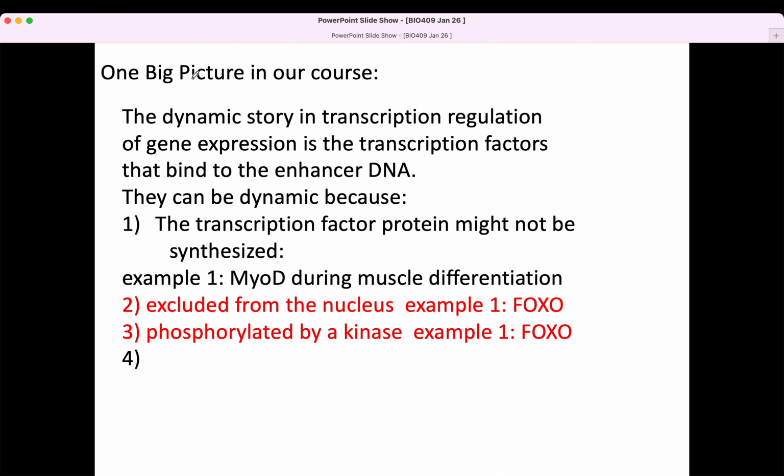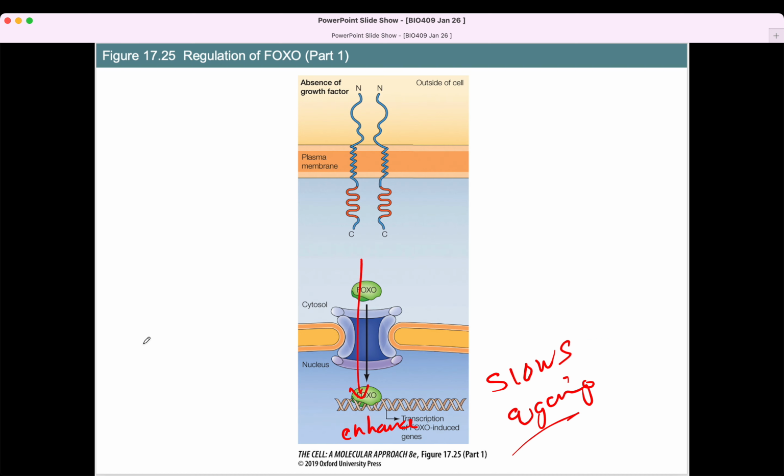So a big picture feature of our course is to learn about transcription regulation and focus on transcription factors, which are proteins that bind to enhancers, and we're going to have a list. We have MyoD, and it just gets made. We can add myogenin to that, because that's another transcription factor we learned about. Then FOXO, which we just touched on a little bit. We learned two things from FOXO: that it's going to be excluded from the nucleus, and that it's going to be phosphorylated.